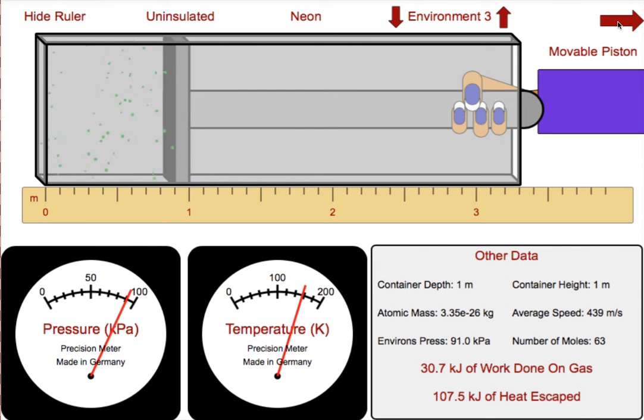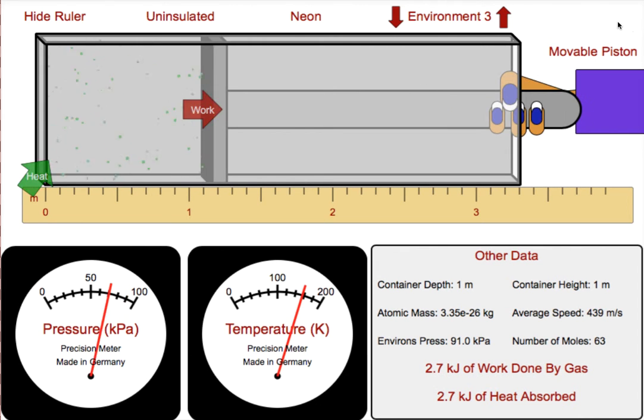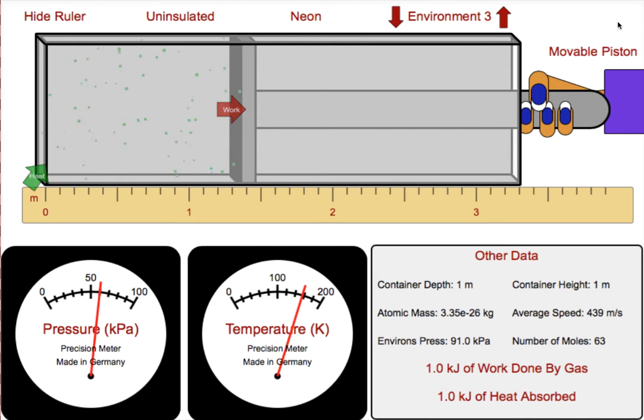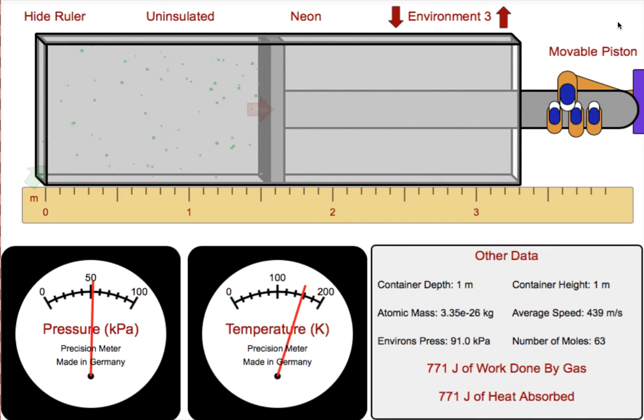They can change the size of the chamber by moving the piston using the arrows. And by moving it to a few different locations, students can discover Boyle's law.